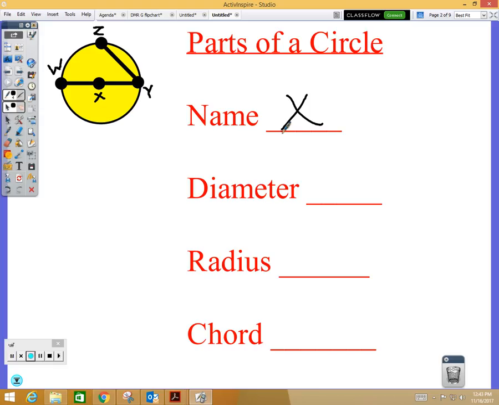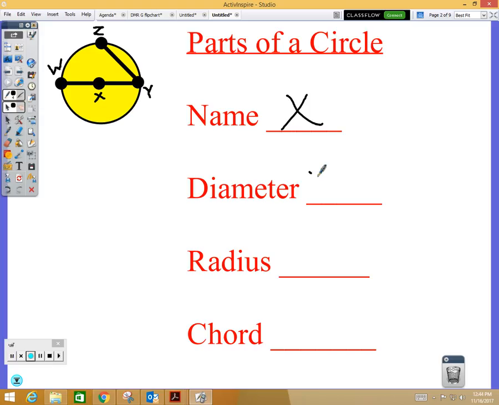Alright, diameter. What does diameter mean? The distance from one side of the circle to the other, and it has to do what? It has to go through the middle, okay? So again, the diameter is from one side to the other, and it has to go through the center of the circle. So what is the diameter in this picture? It's going to be a line segment, okay? When we name a line segment, we need two letters. W, Y. I agree. Good job.